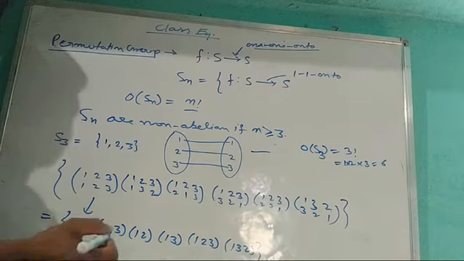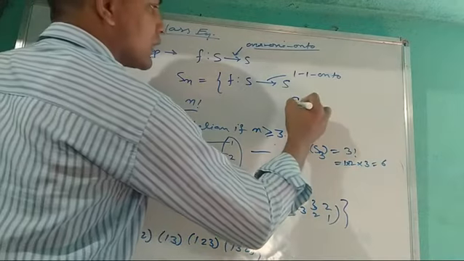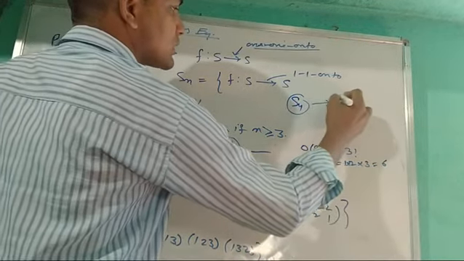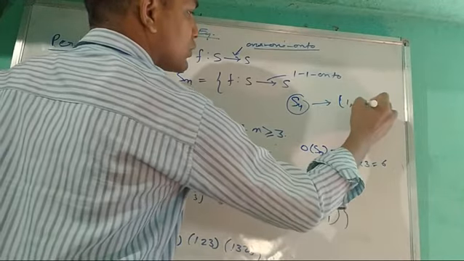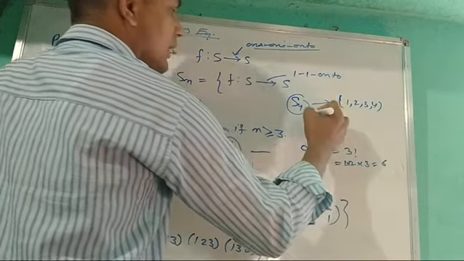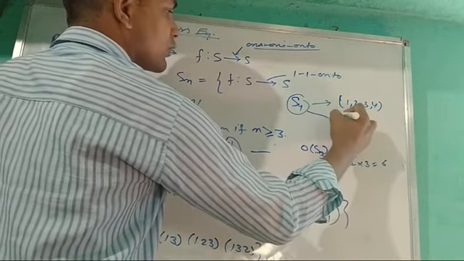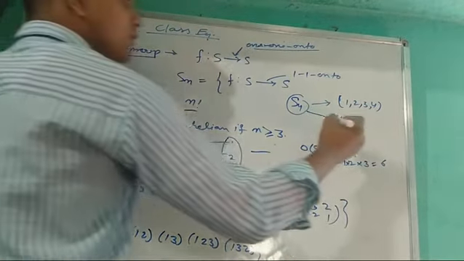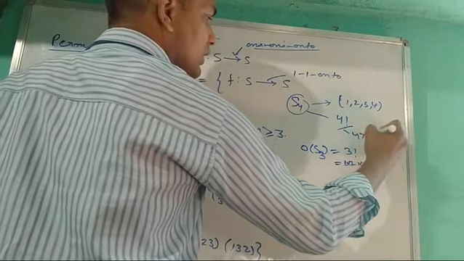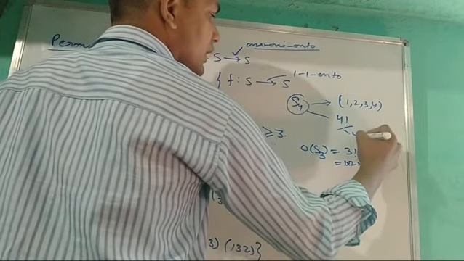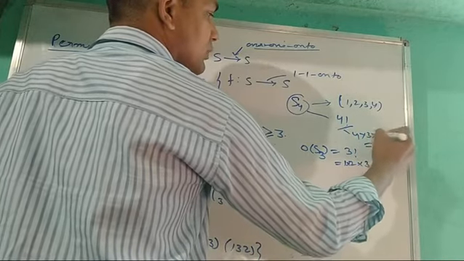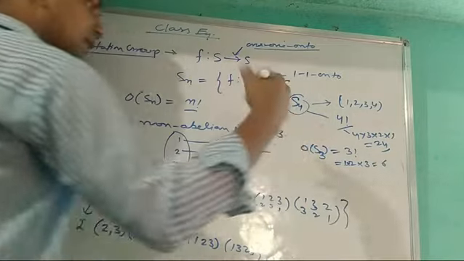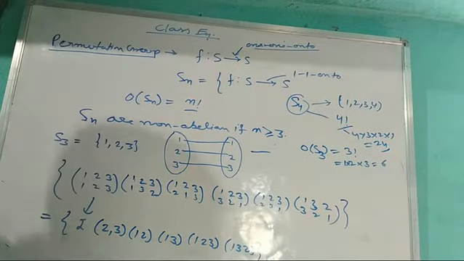Similarly, suppose we want to construct S4. This is the group of elements 1, 2, 3 and 4. The number of elements in S4 is factorial 4, which is 4 into 3 into 2 into 1, so there are 24 elements. Similarly S5, S6 and so on.